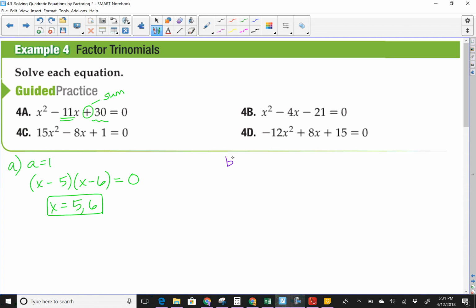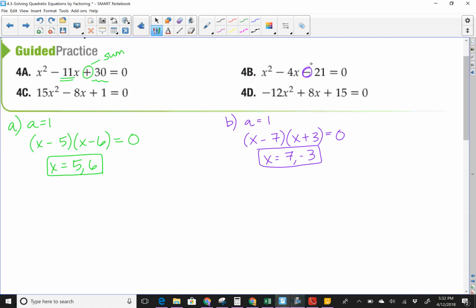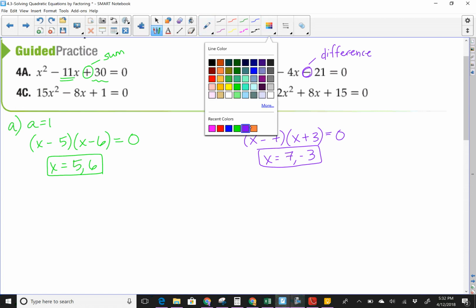All right, on B, again, a is equal to 1. So I'm looking for a difference. So I'm looking for the factors of 21 that subtract to give me 4. x minus 7 and x plus 3. So x equals 7 or negative 3. I know y'all are doing this faster than I can. Bear with me. Okay. Oh, you're right. We were looking for a difference. So you're just going to hear me say that when I talk about factoring. Okay. Next one.